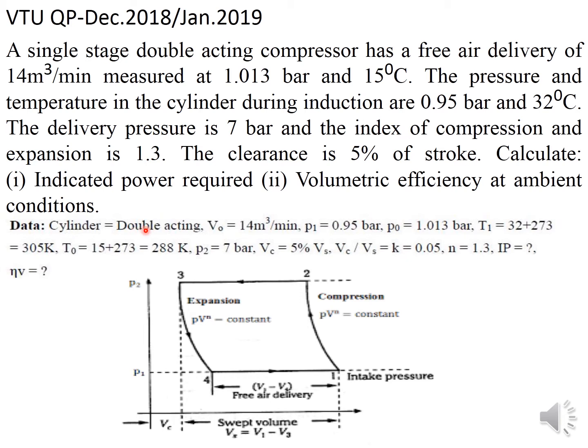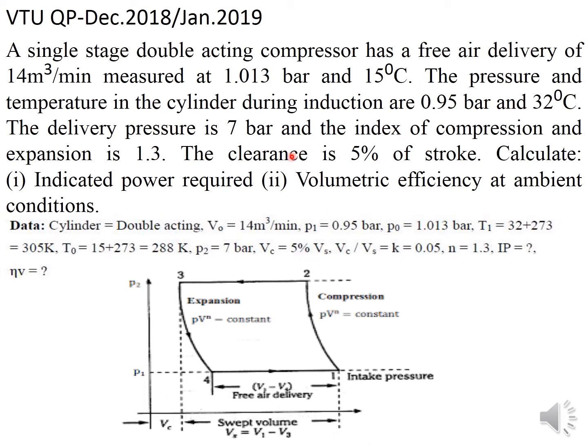So the given data: cylinder double acting, V0, that is free air delivery, 14 meter cube per minute. P1 is the pressure during induction, means at the entry, at this point, the pressure is 0.95. P0 means free air, that is atmospheric air, pressure is 1.013. T1 is 305 kelvins, T0 is 288, P2 is 7 bar, and VC is 5% of Vs.